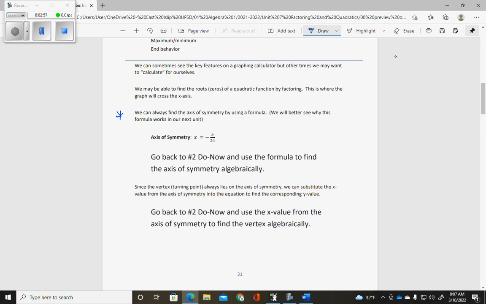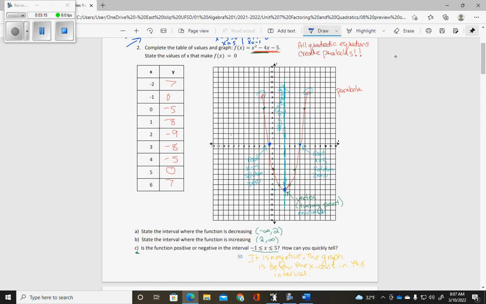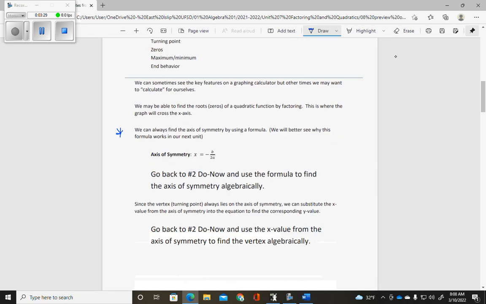So we have to use this formula that finds the axis of symmetry. We learned that the axis of symmetry always goes through the vertex. So if you can find the axis of symmetry, we actually found the x-coordinate of the vertex. So let's pretend that we couldn't see the turning point in this table yesterday. Let's use that formula that says x equals negative b over 2a to find the axis of symmetry, which will be at x equals 2.